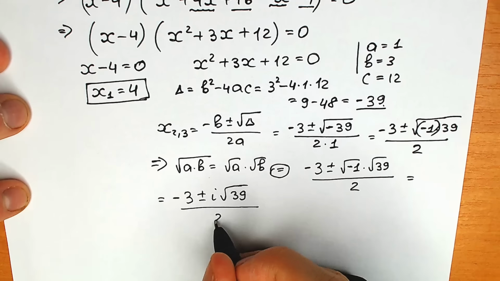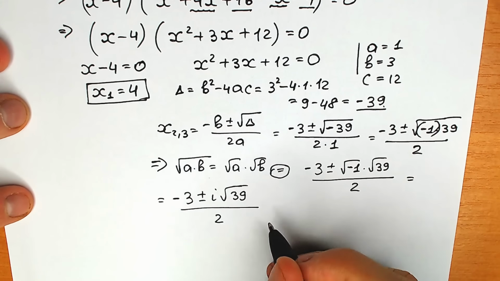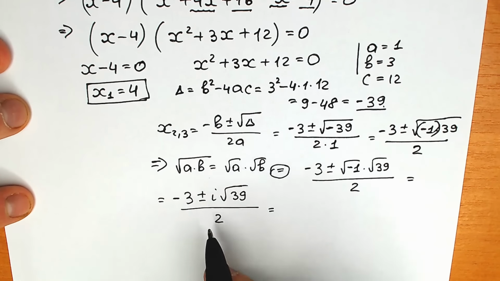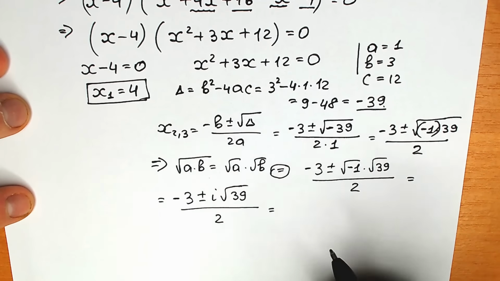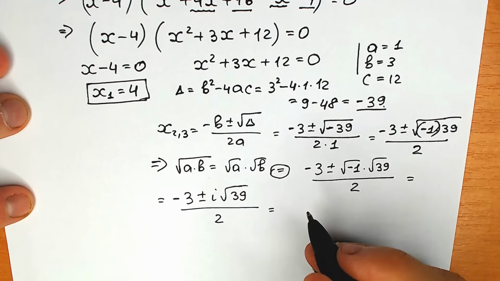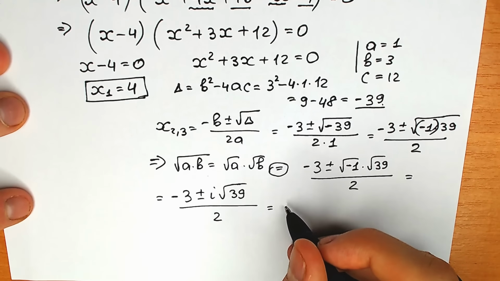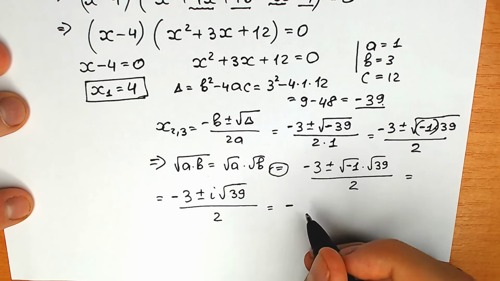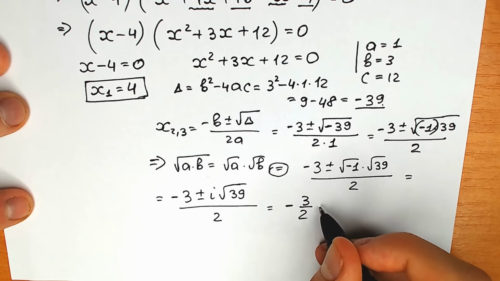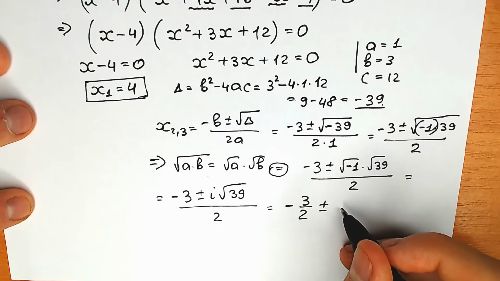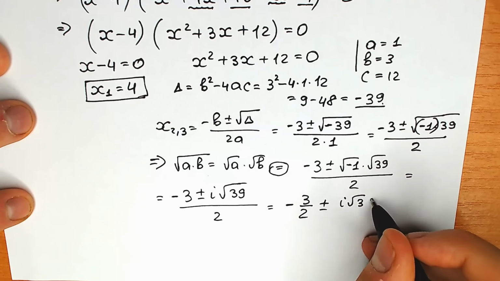Okay, and we divide it by 2. From here, what do we have? Minus 3 half plus minus this expression we're going to divide. So we can easily split it into a real part and the imaginary part. This is up to you, how you want our answer to look. So we can write it as minus 3 half plus minus i square root of 39 over 2.